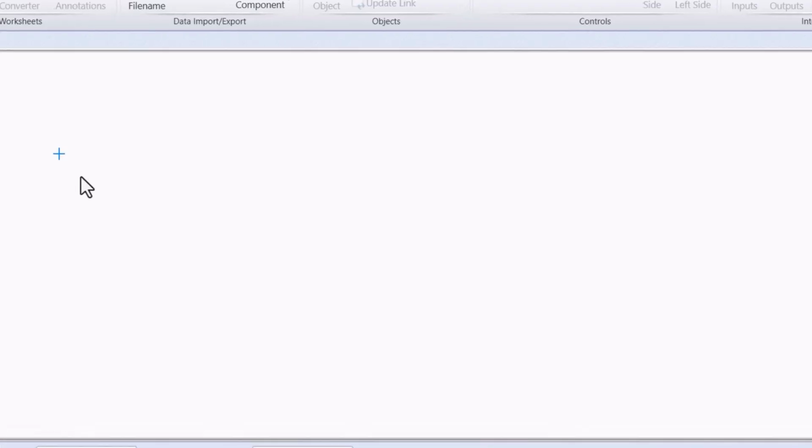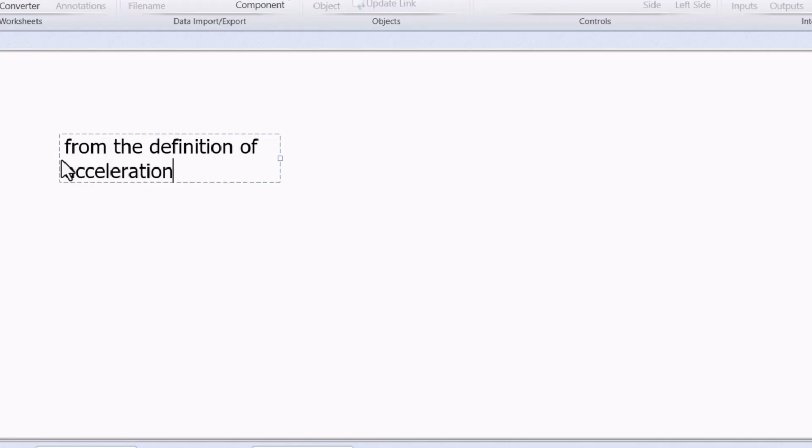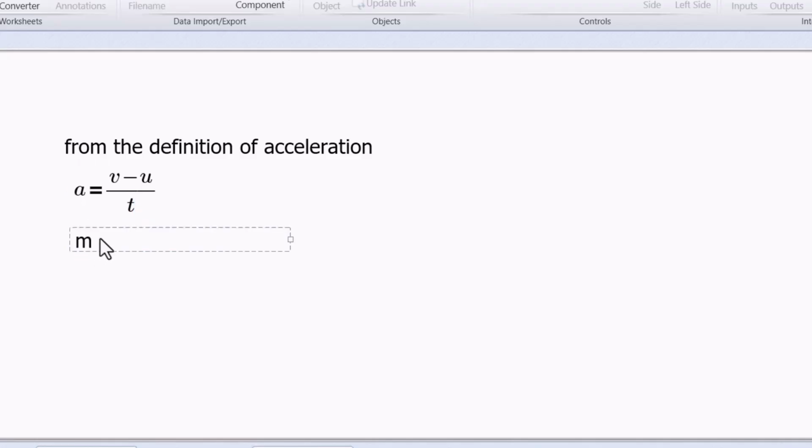So as usual, to get the first equation of motion, we get it from the definition of acceleration. So let's pull this out. From the definition of acceleration, we can say A is equal to V minus U divided by T. Now, what do we need to do next?